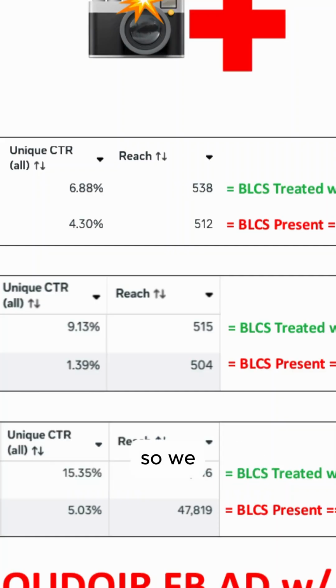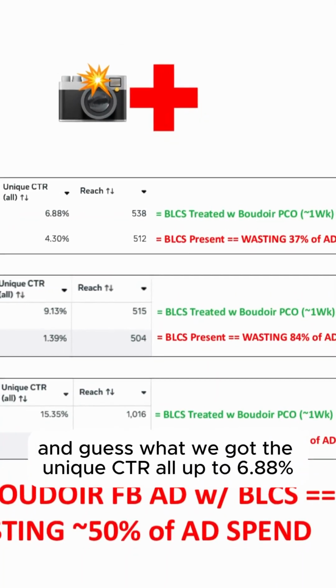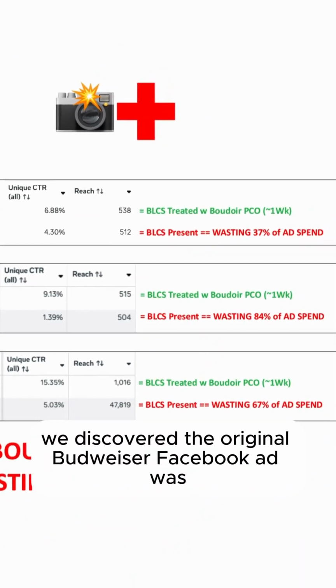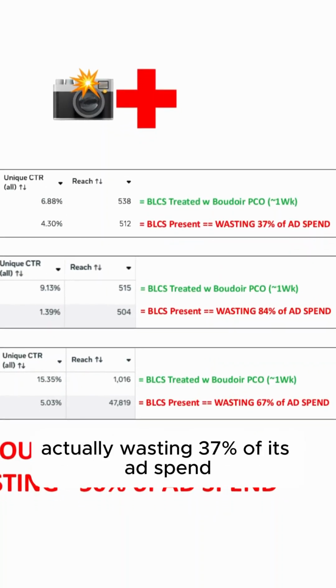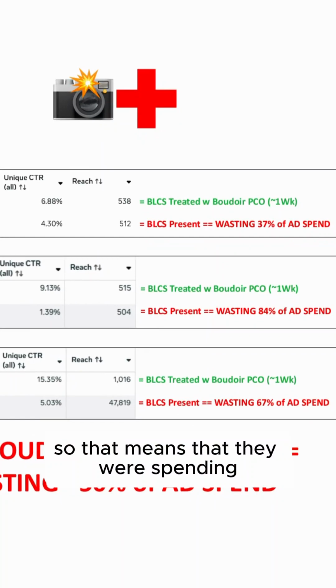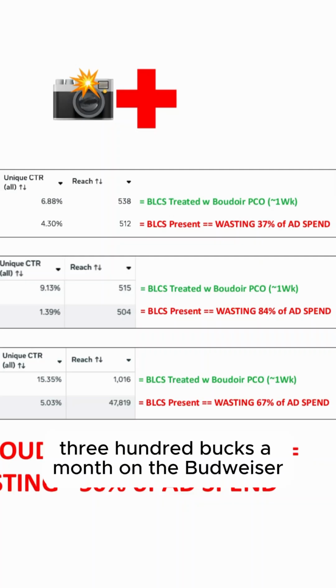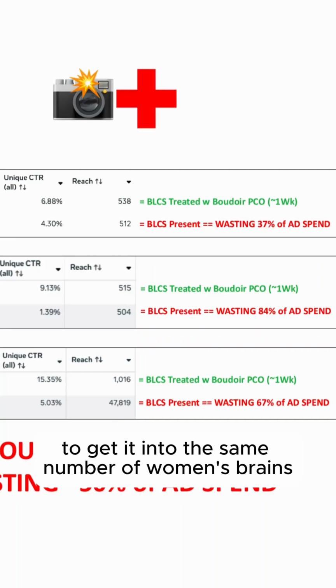So we got the treatment, treated with Boudoir PICO. Takes about a week. And guess what? We got the unique CTR all up to 6.88%. So we discovered the original Boudoir Facebook ad was actually wasting 37% of its ad spend compared to what it could have been achieving. That means they were spending 10 grand a month on the original Boudoir Facebook ad. Now they only have to spend $6,300 a month on the Boudoir PICO treated ad to get it into the same number of women's brains.